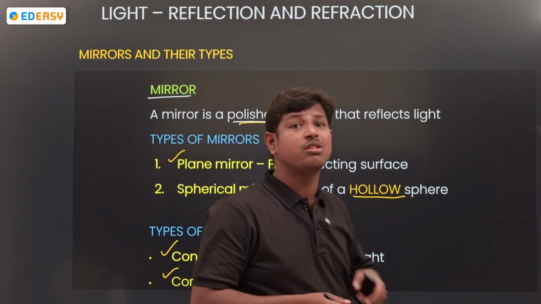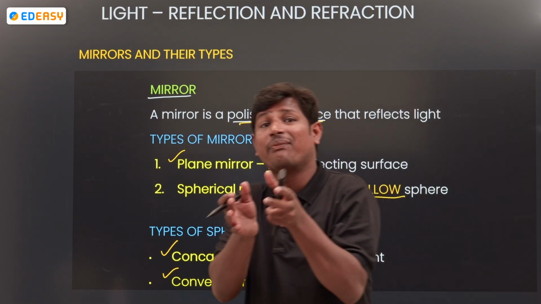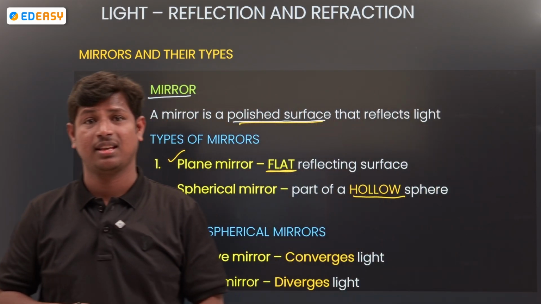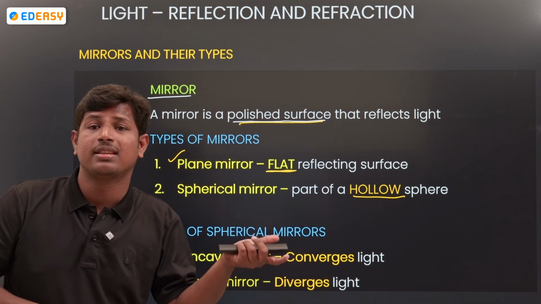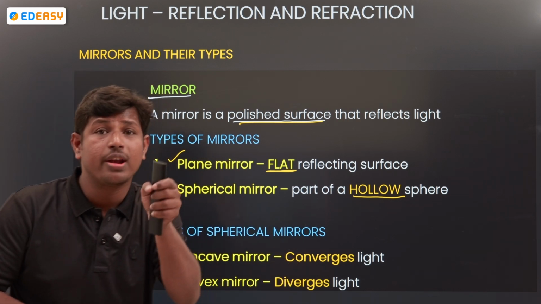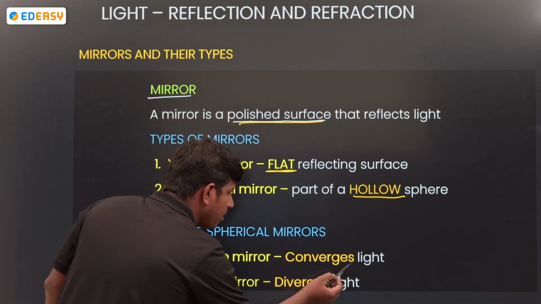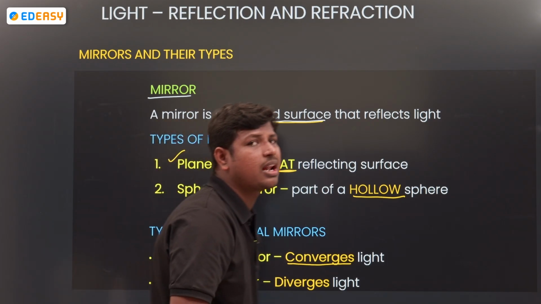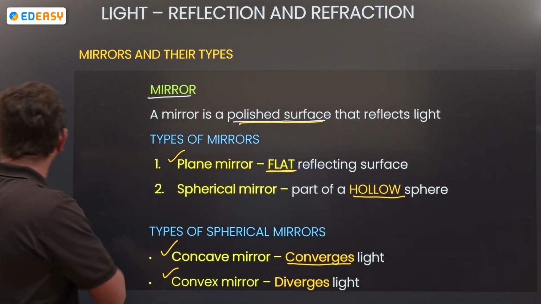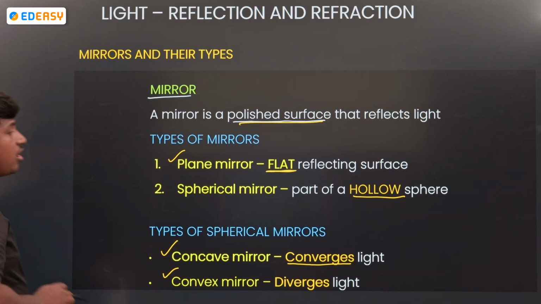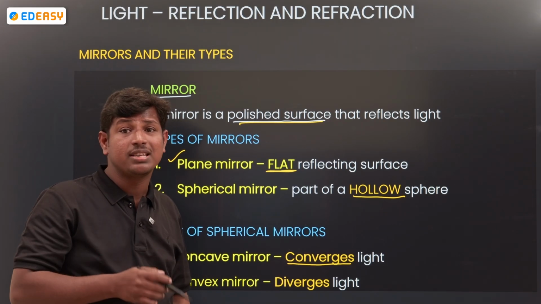You are confused, sir, about which is concave and which is convex. How can we identify the difference between concave and convex? What is another name of the concave mirror? It's a converging mirror. Why is it called a converging mirror? Simply they won't call it a converging mirror. Why is it called a converging mirror?